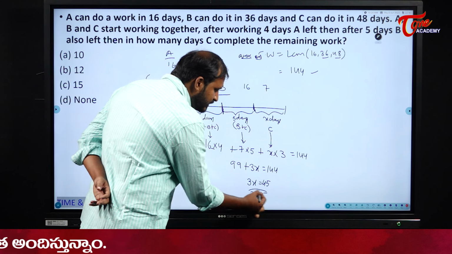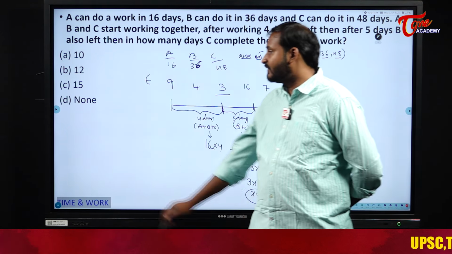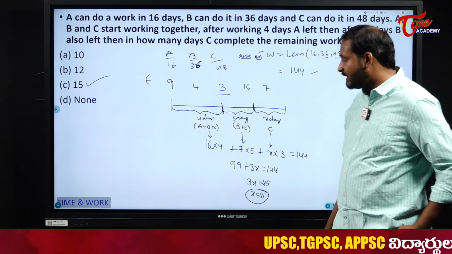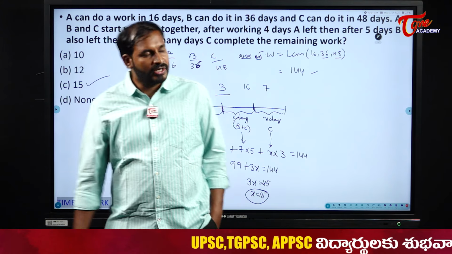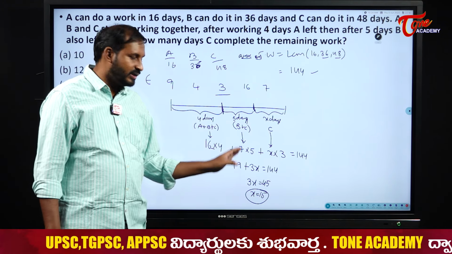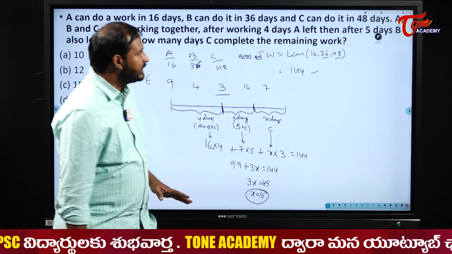That means C alone finishes the remaining work in how many days? 15 days. Don't do anything. Simply draw this timeline and below that write down directly what is the work done by them in that particular time. Okay? Right? Next one.